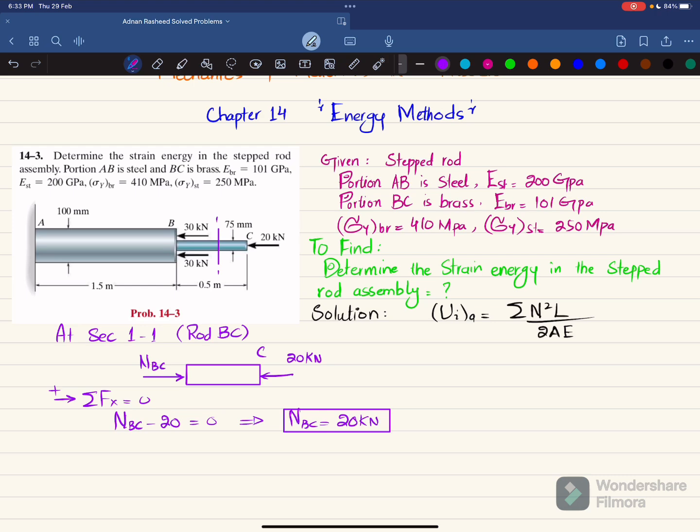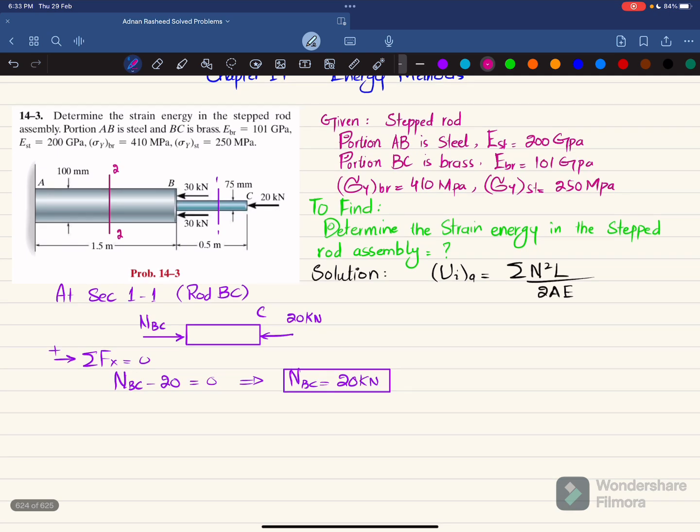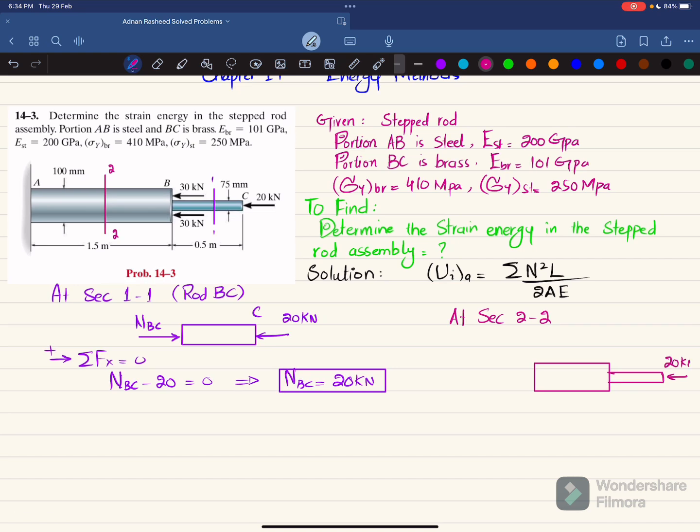Okay, now what we will do is take another section, which is section 2-2 in rod AB, and draw the free body diagram that is available on the right. So at section 2-2, draw the free body diagram. There is a larger rod and a smaller rod, which is rod BC. At point C you have 20 kilonewton. This is your point B, where you have 30 kilonewton, and here you will also have 30 kilonewton.